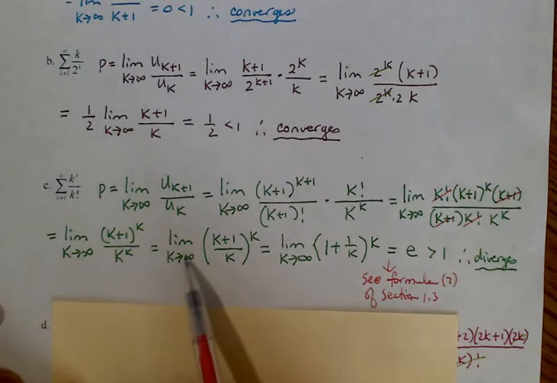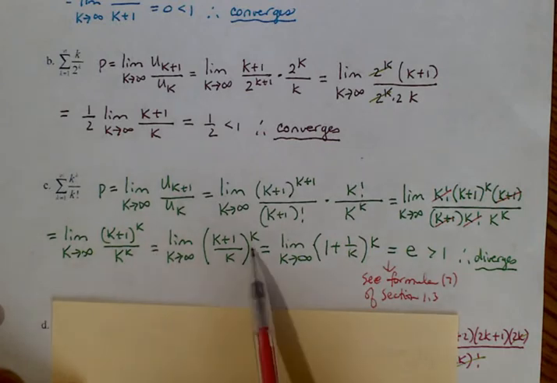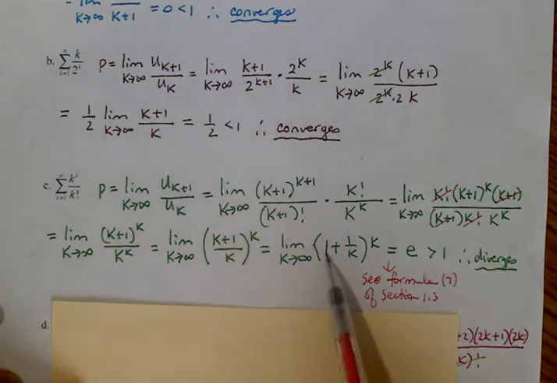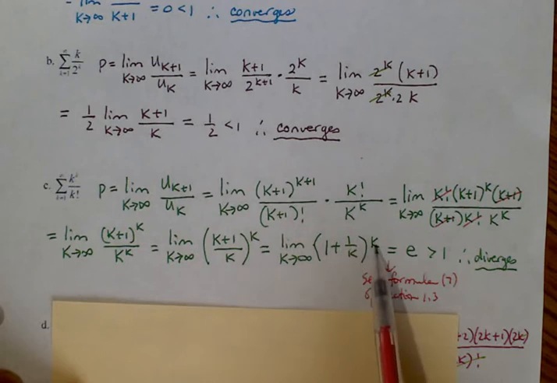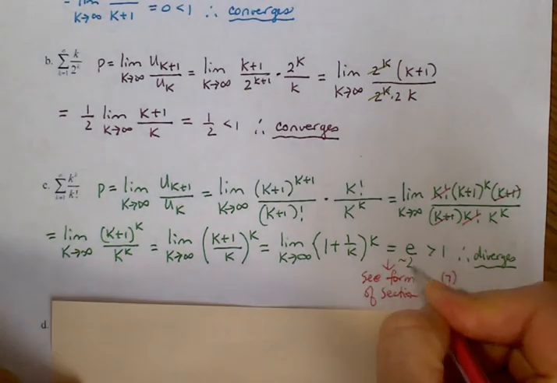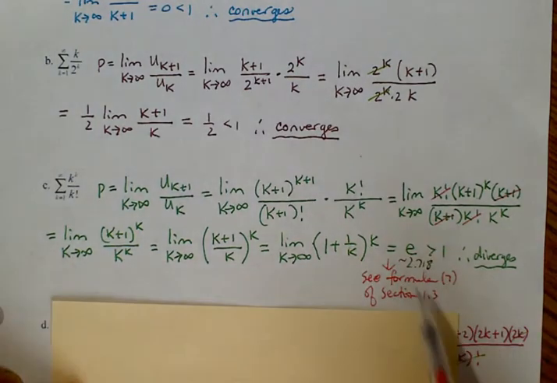All right, so then I simplify this, and I just rewrote it as a k power. And then I can also simplify inside the parentheses as k over k, which is 1, plus 1 over k, raised to the k. Now you should recognize this as our Euler number e. This is little e, and that is greater than 1, about 2.718, which is clearly greater than 1, so this series diverges.